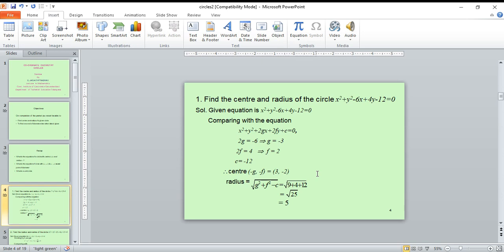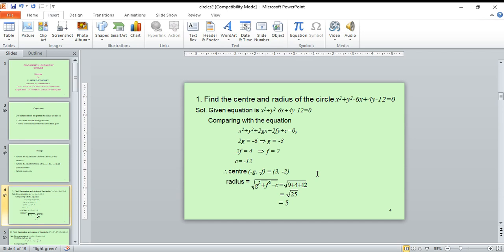Center C (h, k) equal to (minus g, minus f). That equals minus g, which is minus of minus 3, is plus 3, and minus f is minus 2. So the center (h, k) equal to (3, minus 2).